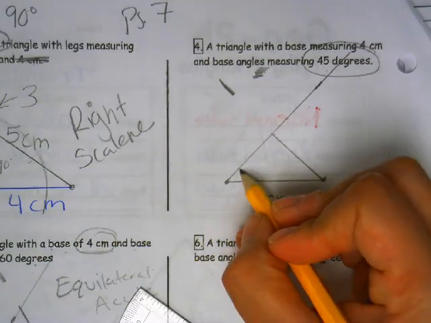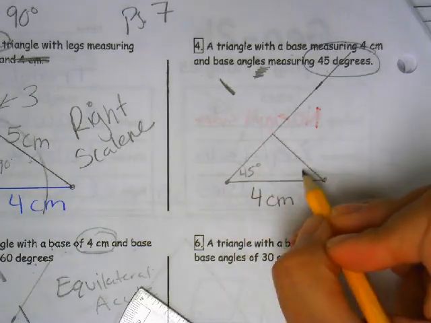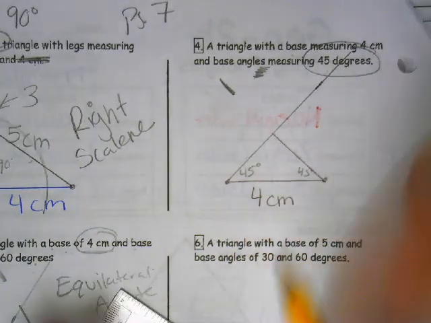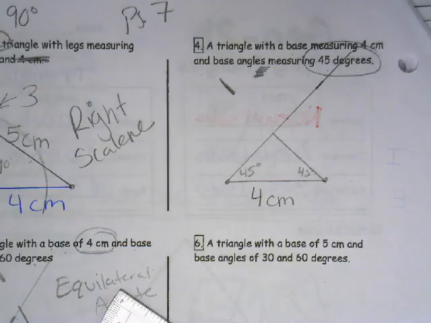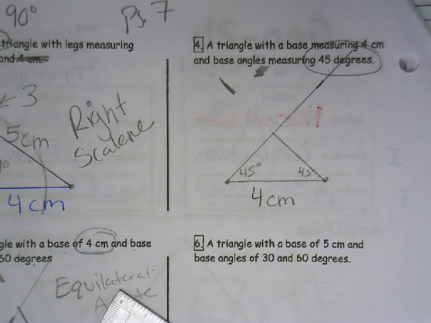So this is 45 degrees. This is 45 degrees. Now, what do we call it? Isosceles. Why? Because that's 2 equal sides. How do you know they're 2 equal sides? Okay, we go 45 degrees. But those are the degrees. Never mind.